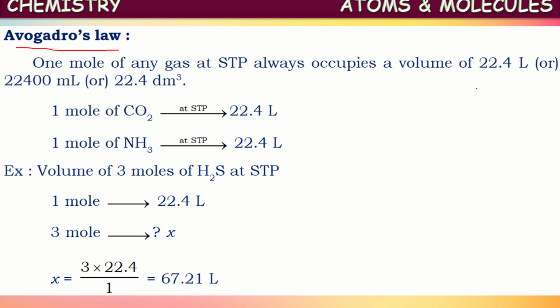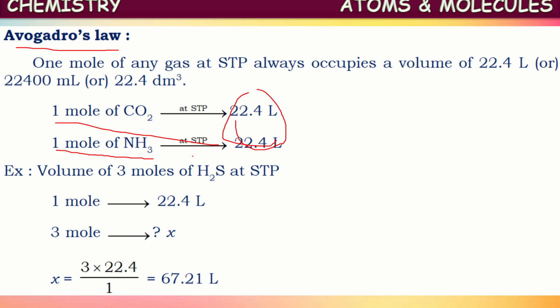So consider different samples of gases. At STP conditions, they occupy 22.4 liters of volume. They contain an equal number of particles, that is, Avogadro number of particles. See here, 1 mole of CO2 and 1 mole of ammonia. Both are different gases, but at STP conditions both occupy the same volume, 22.4 liters.